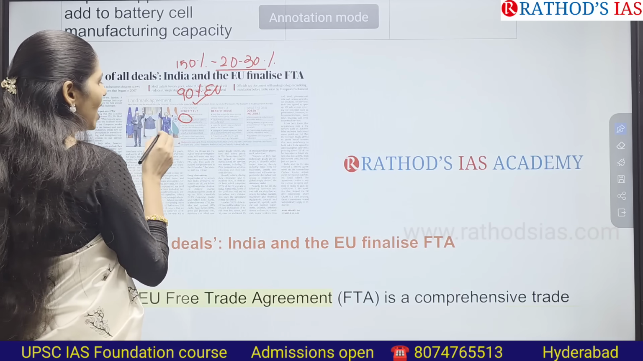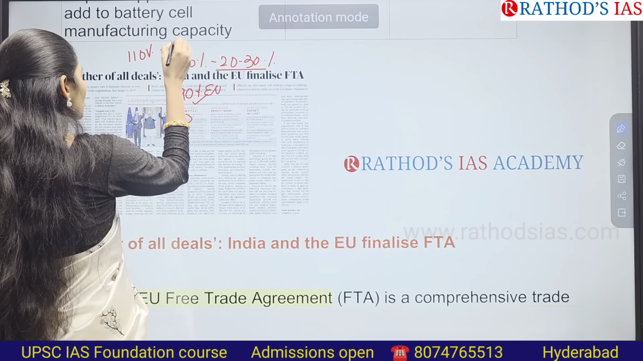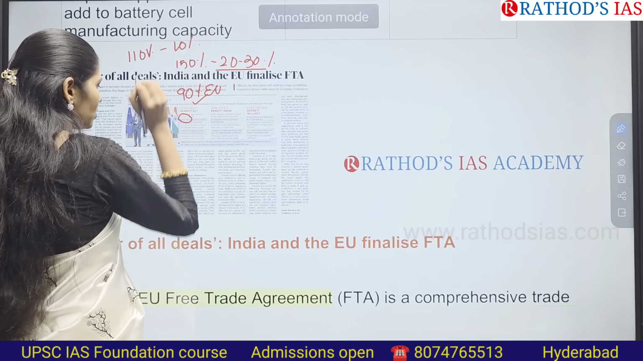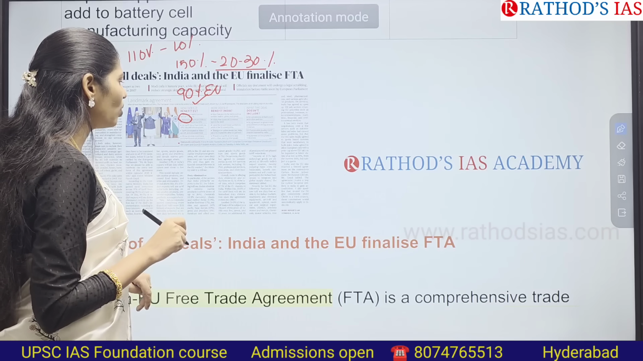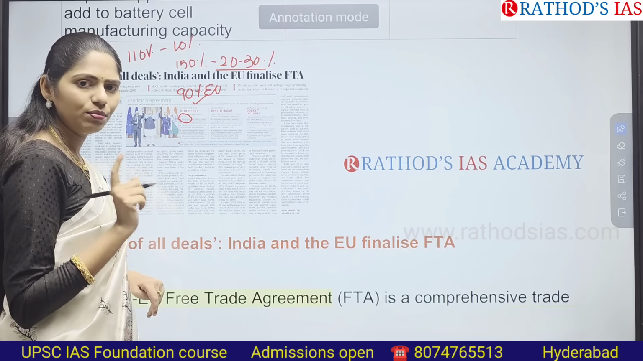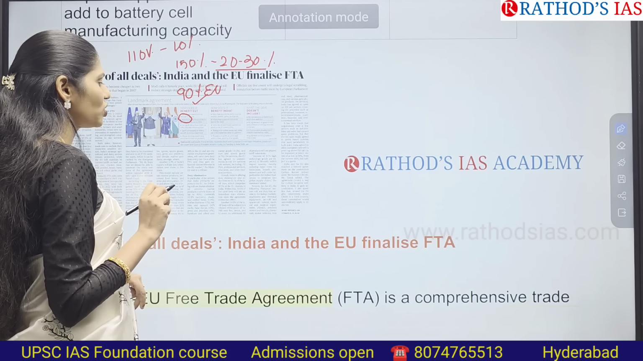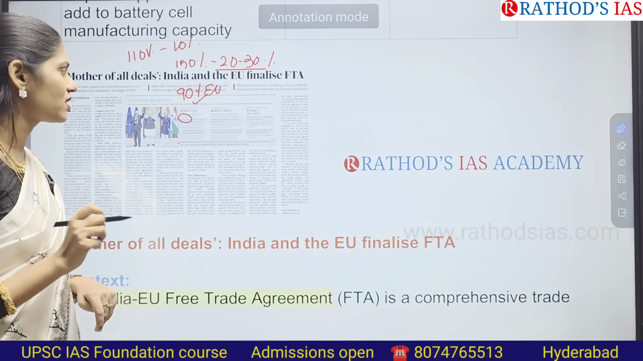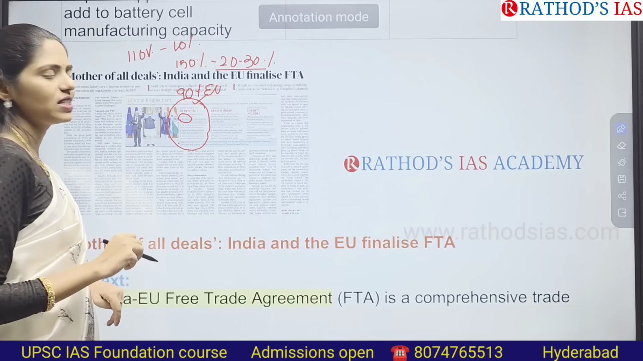And car tariffs have also been decreased from 110% to 10%. And next, tariffs eliminated on Airbus aircraft and processed food, and 0% tax on most machinery and pharmaceutical products. So these are the benefits that the European Union will get from this agreement.